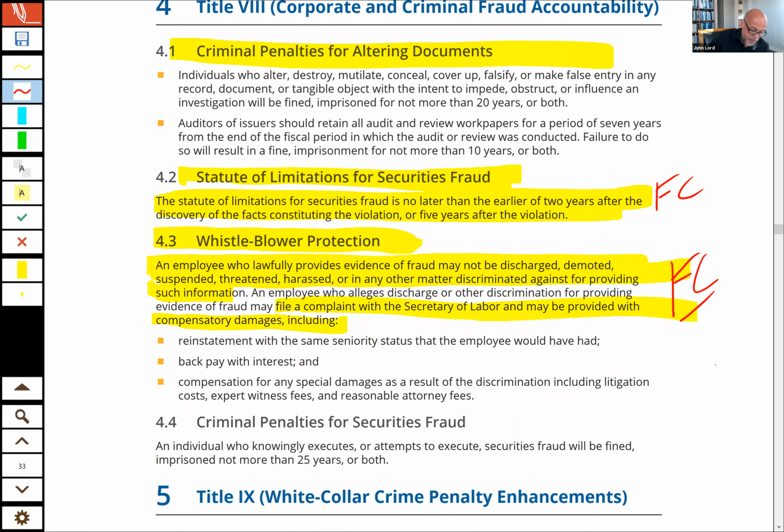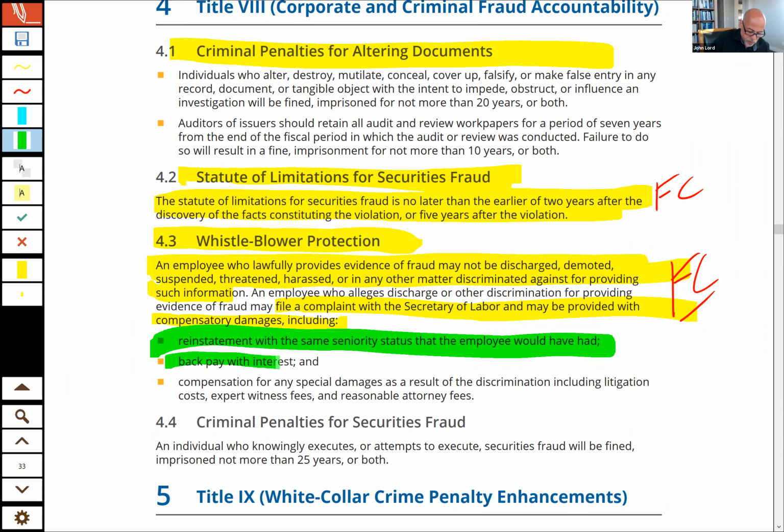Now, if there is some sort of finding that they were inappropriately discharged or demoted, there's reinstatement with the same seniority status, back pay with interest, and compensation for any special damages. And I really don't think there's anything against a civil action in a situation like this as well. So, you know, companies really need to look out for this kind of stuff. So go ahead and flashcard that, okay?